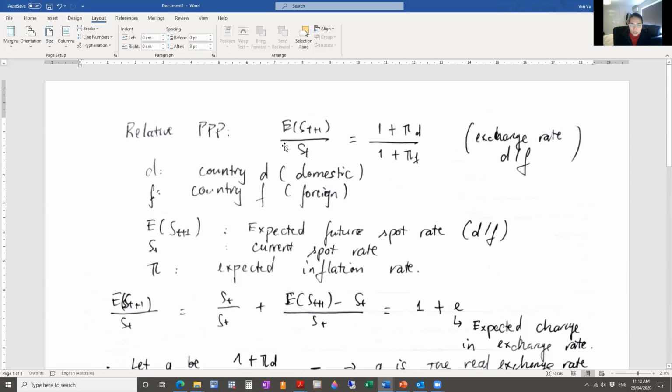So I can rewrite the left-hand side, so I can rewrite this ratio as (S_t + E[S_{t+1}] - S_t) divided by S_t, okay? So this will become 1 plus the ratio, and I can call this ratio E, okay? So as you can see, E is the expected change in the spot exchange rate, okay? So E here is the expected change in the exchange rate.